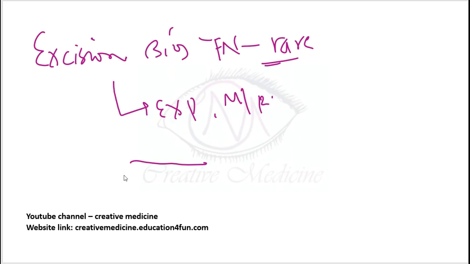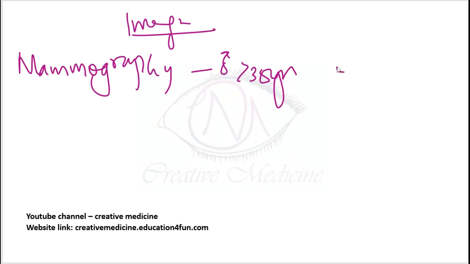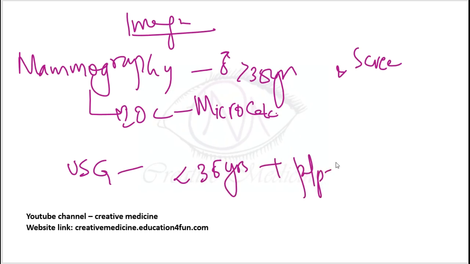Next, we will see some important points about imaging techniques. First, mammography. Mammography is the initial investigation done in women more than 35 years of age, and for screening also we require mammography. This is also the investigation of choice for microcalcification. Then we have ultrasonography. It is the investigation of choice for any woman under 35 years with a palpable lesion in the breast. This is not used for screening.